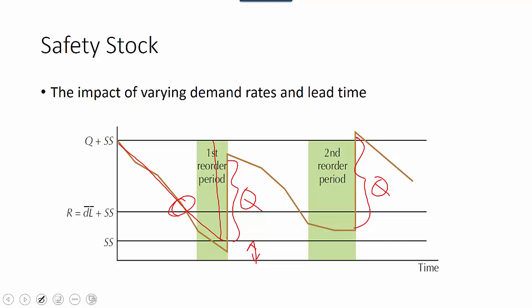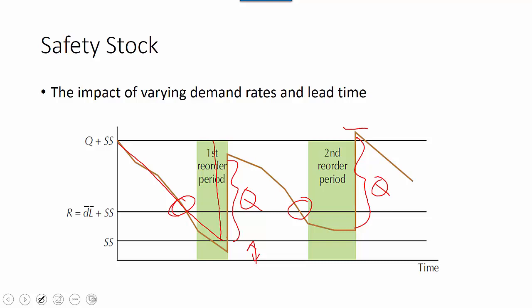Again, our order came in for Q units. We went up here by Q. We use it. It's not in a constant manner, but again, when we hit that reorder point, that's our trigger. In this case, it took a lot longer for those parts to come in, but demand wasn't as great. So in this case, you can see that our inventory went up above the Q value plus safety stock.